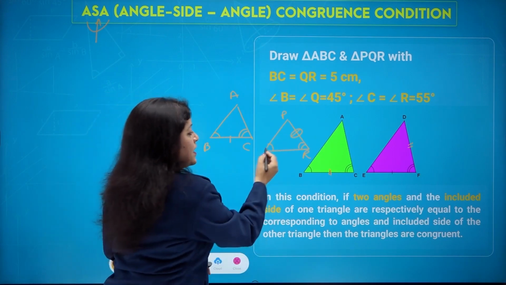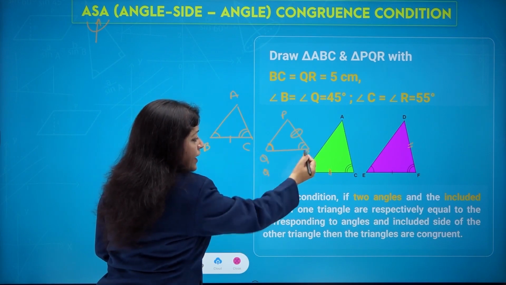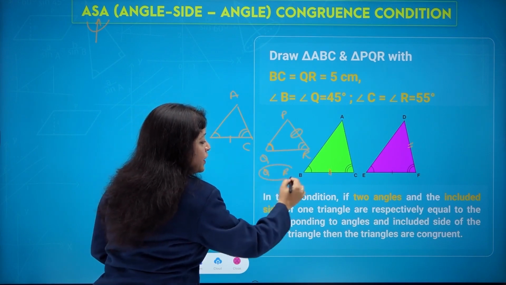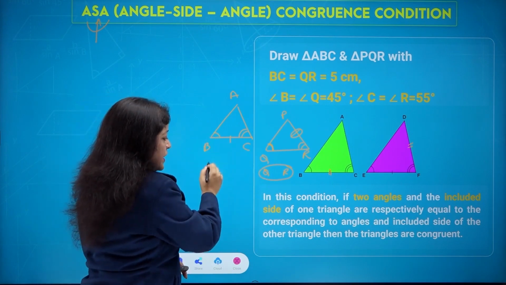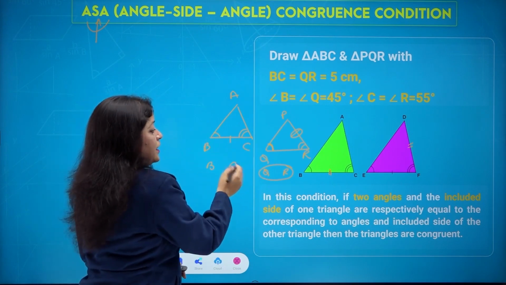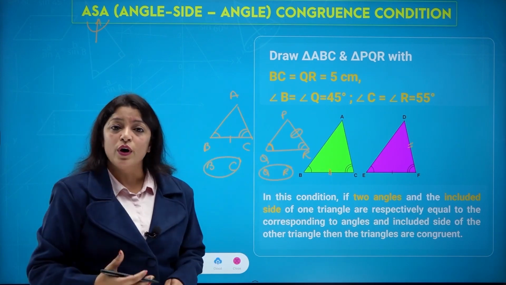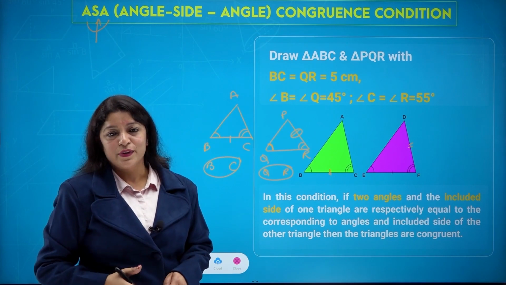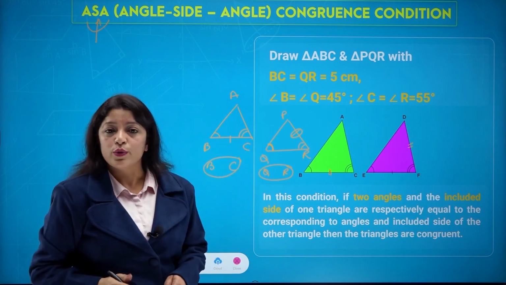So here we can see the side which is sandwiched between the angle Q and the angle R will be QR. So here if I am comparing angle B and angle C, then I have to compare the side BC to the side QR of the other triangle. So in this particular case, the triangles will not be congruent.